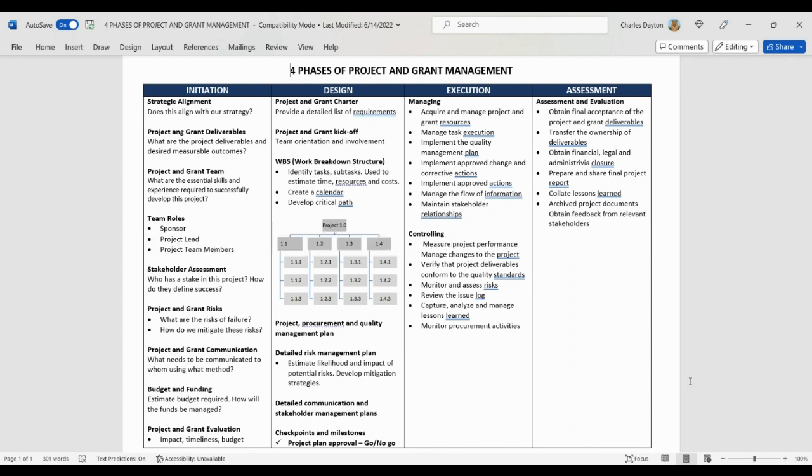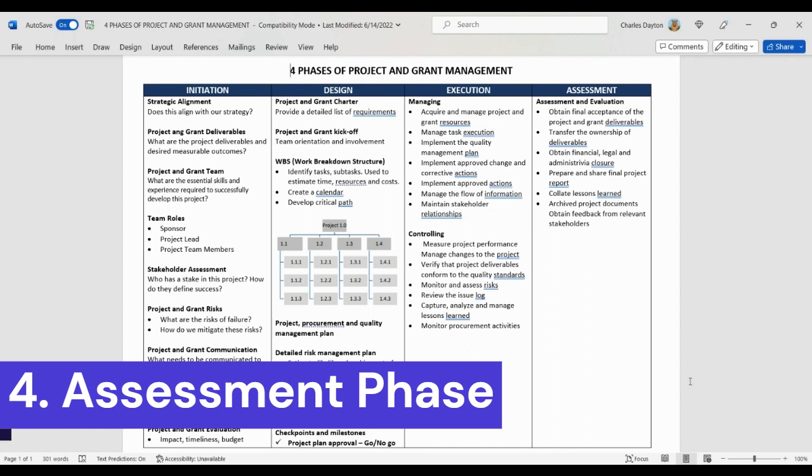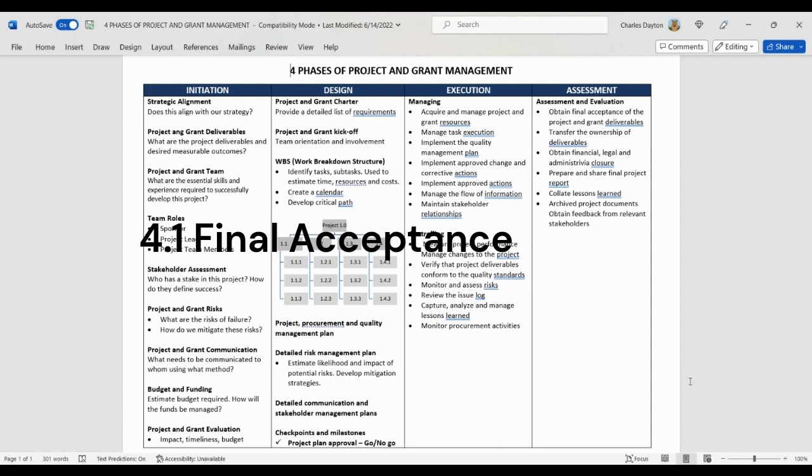And then once the project is completed, to ensure that the project has achieved its deliverables, that there's some learning from the process, we have the assessment phase. So this is make sure we have the final acceptance, the deliverables are reviewed, we transfer the ownership of the deliverables to the new owner. So for example, we're putting a program together that all the elements are in place to ensure the program is supported. Make sure that we have closure from a financial, legal, administrative standpoint.